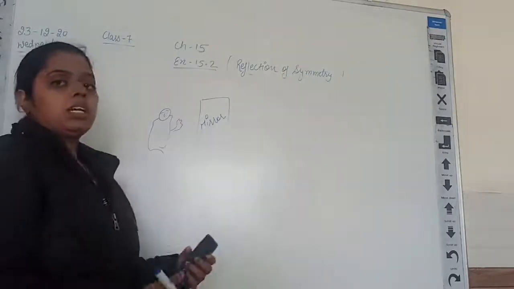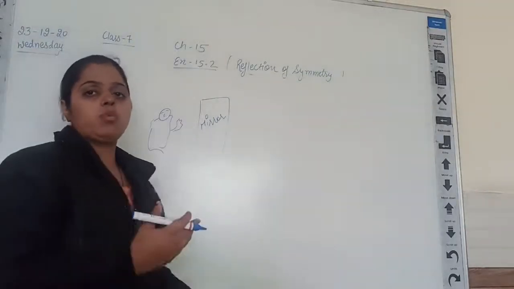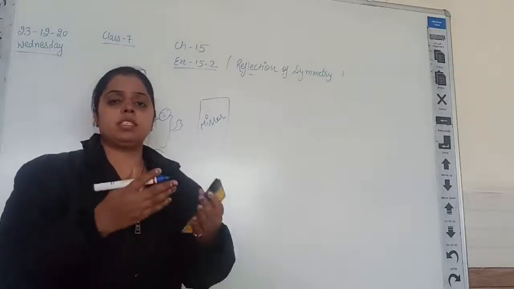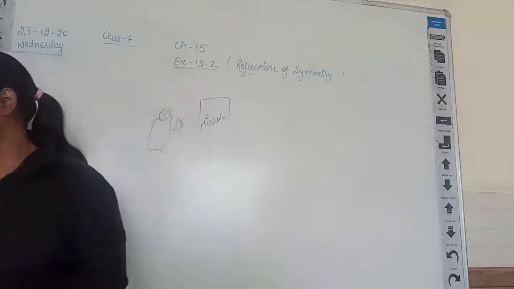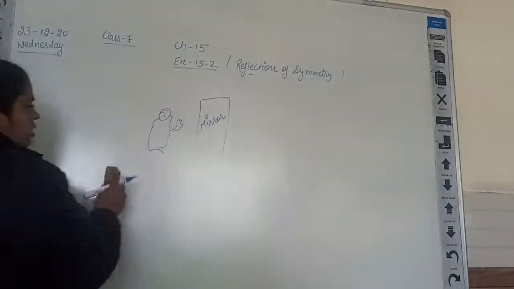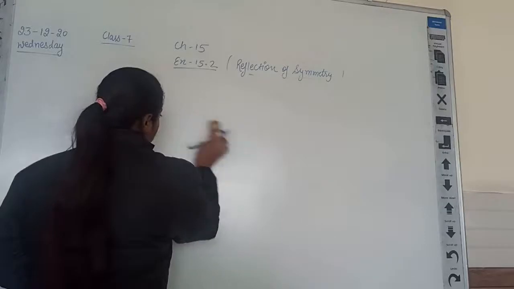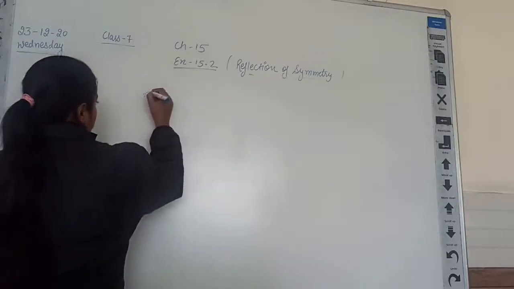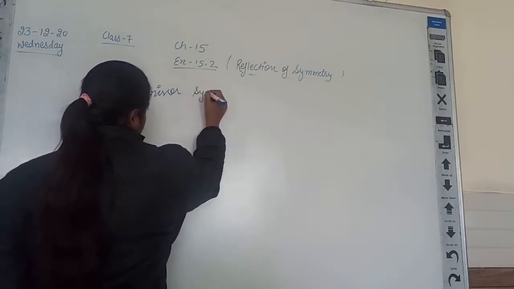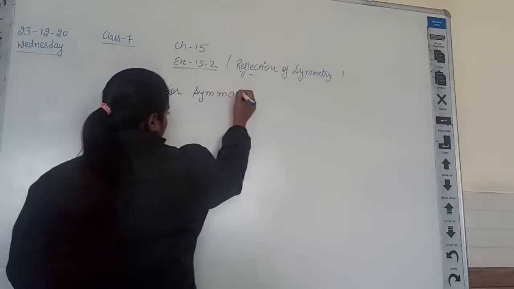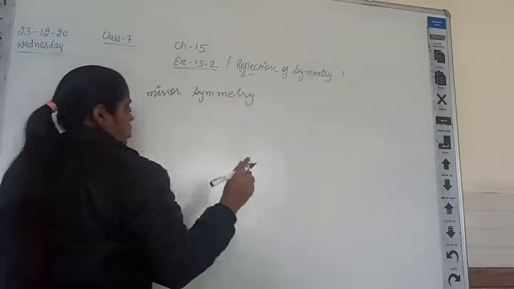आप मिरर की आउटसाइड हैं और जो आपको आपकी इमेज विजिबल हो रही है, that is inside of the mirror. Clear? So that we call the mirror symmetry. What do we call that? Mirror symmetry.